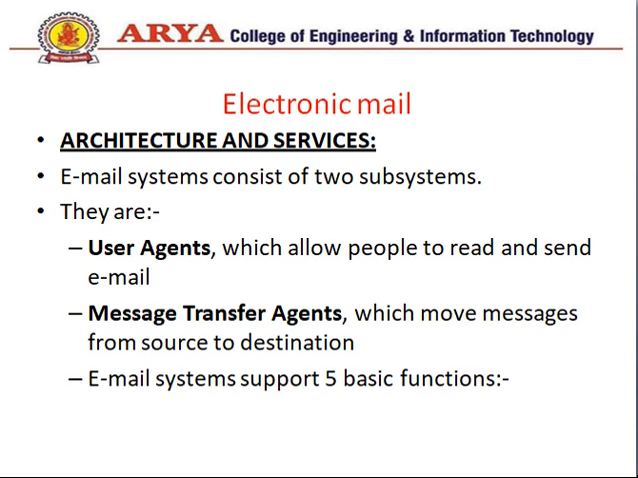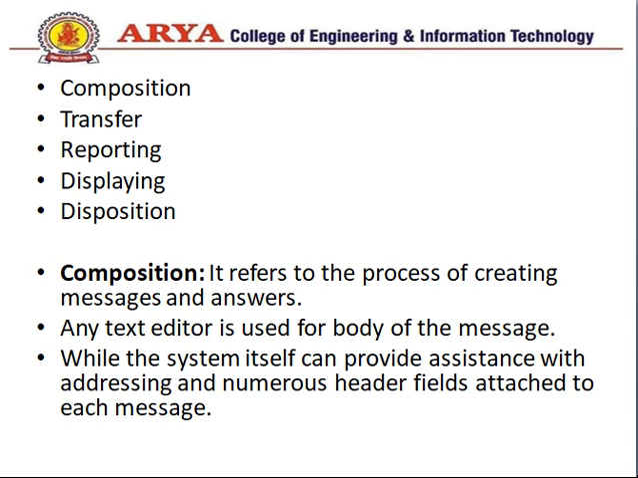Let's understand its architecture and service model. An email system consists of two subsystems: first is the user agent and second is the message transfer agent. The user agent helps people to read and send messages, and the message transfer agent helps send the message from source to destination. The email system supports five basic functions: composition, transfer, reporting, displaying, and disposition.